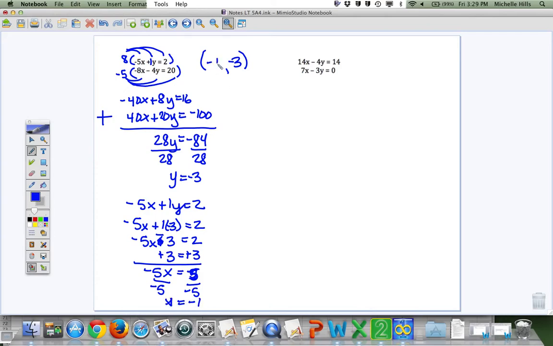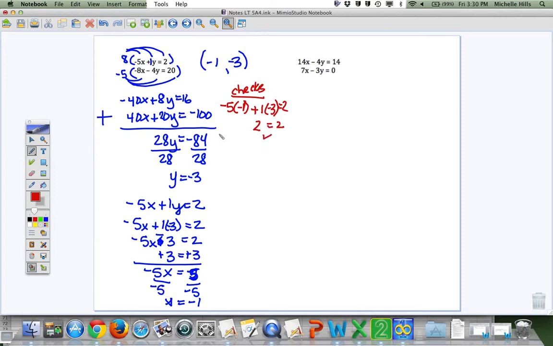Now, I would have still caught that I did something wrong on my check because my answer would not have checked. Speaking of the checks, taking my first equation, negative 5 times x becomes negative 5 times negative 1, because in my ordered pair I think x is negative 1, plus 1 times y becomes plus 1 times negative 3, and I'm checking to see if that really does equal 2. Take my calculator, negative 5 times negative 1 plus 1 times negative 3, and I get 2. It does check because there's 2 on the other side.